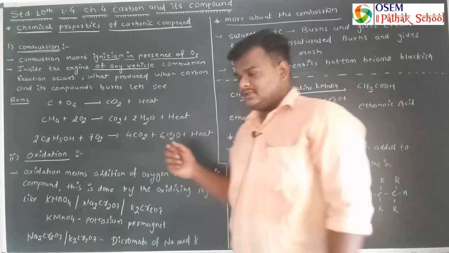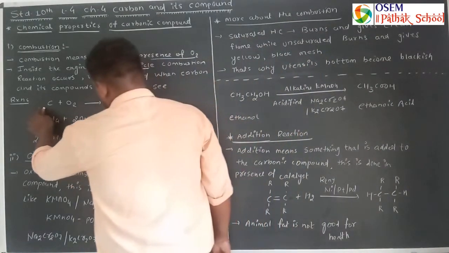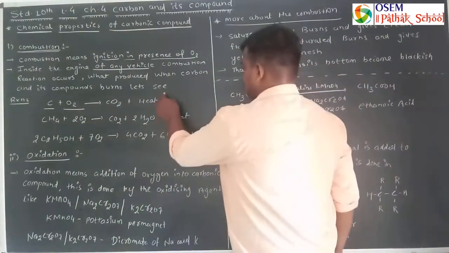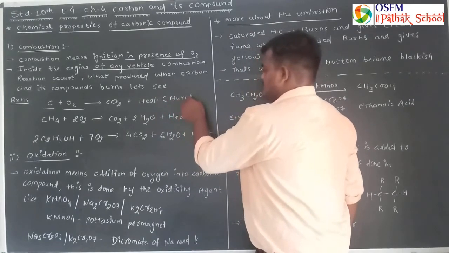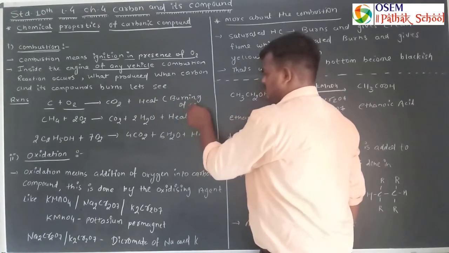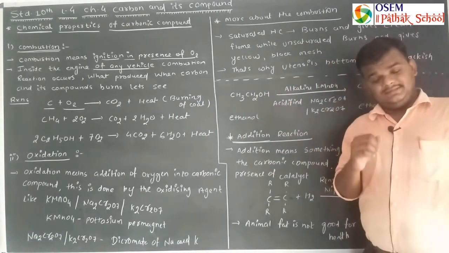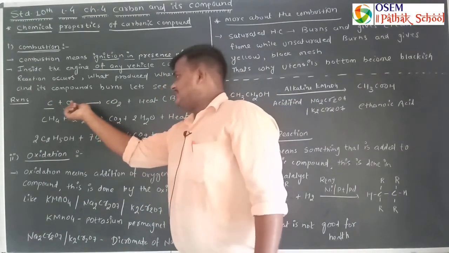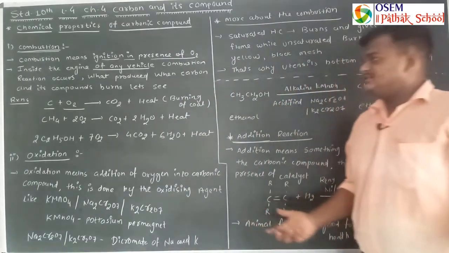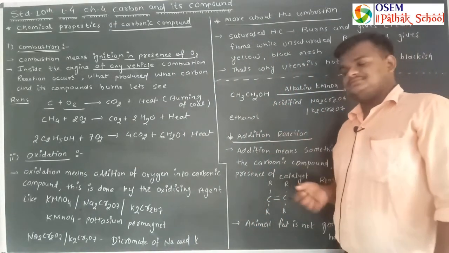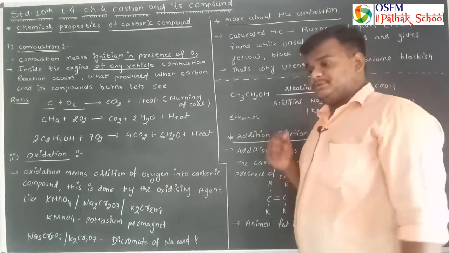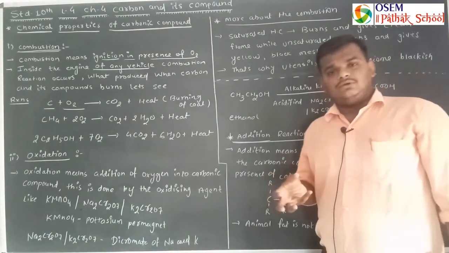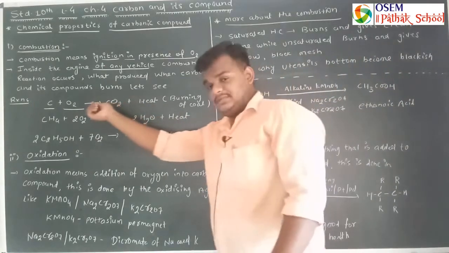Let's try to understand. Here the first example is carbon burning in the presence of oxygen. We can say this is the reaction of burning of coal, because this is pure carbon. Carbon is ignited in the presence of oxygen. So what is produced? The best example: if you take coal and burn it, this is the reaction.